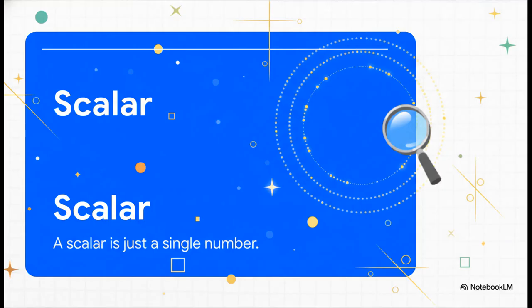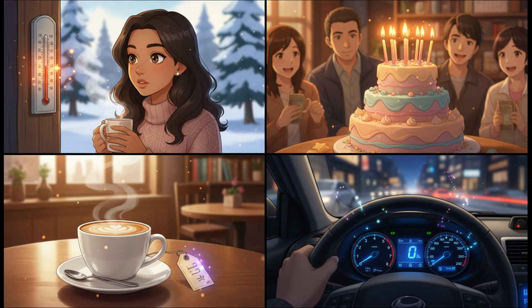All right, the simplest piece in our entire toolkit is something called a scalar. I know it sounds like a fancy scientific term, but don't let the name fool you. It is just a formal way of saying a single number. Yep, that's it. Just one value. And you use scalars constantly without even thinking about it. The temperature outside, that's a scalar. Your age? A scalar. The price of your coffee? The speed you're driving. Every single one is just a single value, a single piece of information.